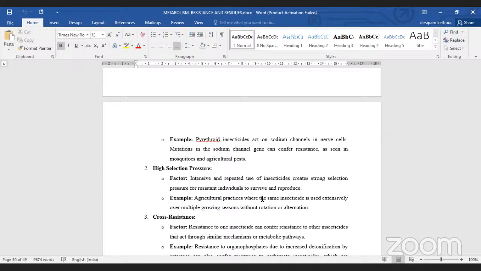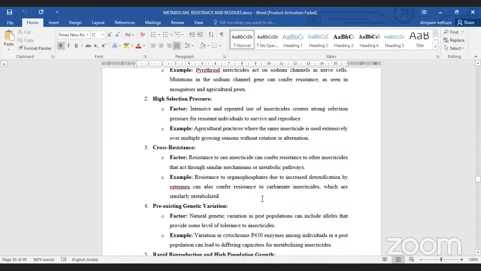And the second one is high selection pressure. Here, the intensive and repeated use of insecticides creates strong selection pressure for resistant individuals to survive and reproduce. Example, agricultural practices where the same insecticide is used extensively over multiple growing seasons without rotation or alternation. And the third one under the factors conducive to rapid development of resistance is cross resistance.